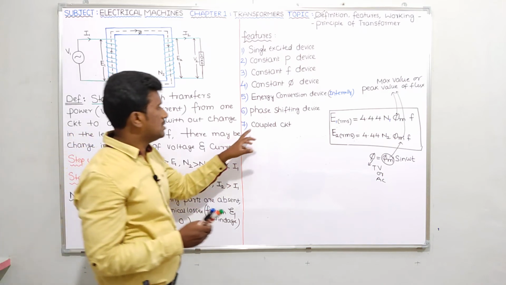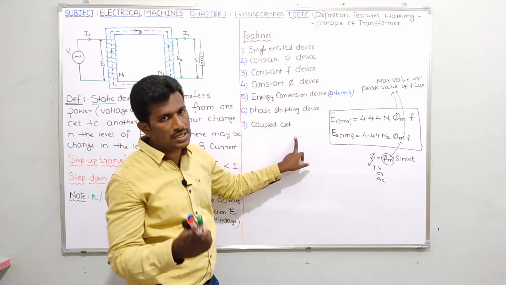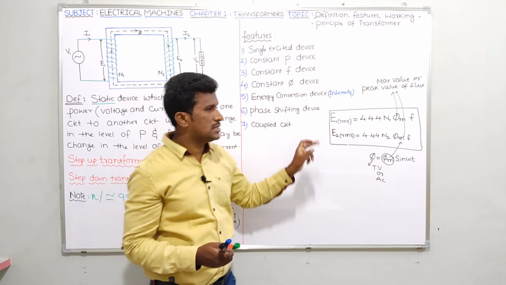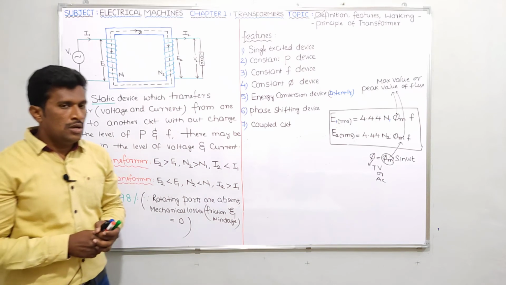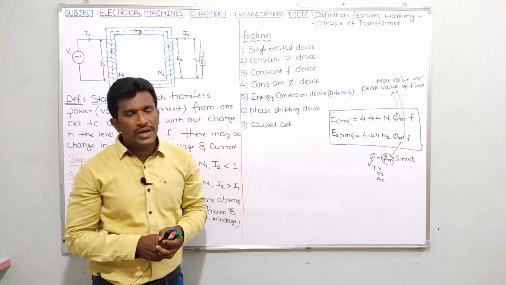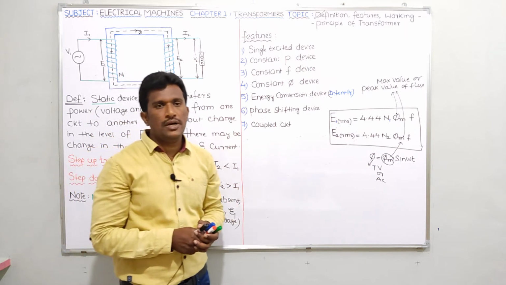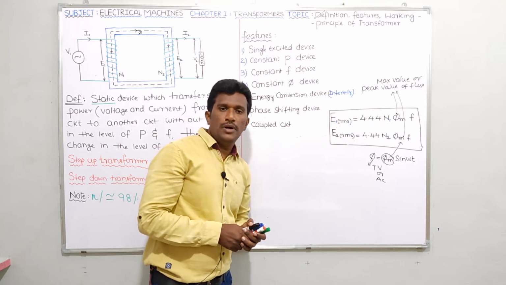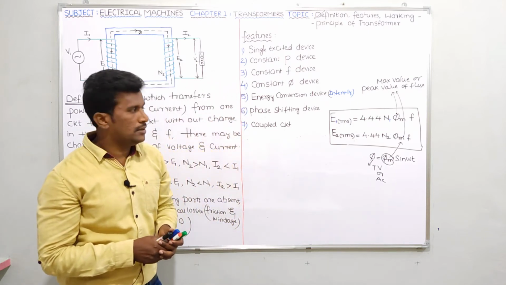Please, after writing the seventh point, coupled circuit, note down the reason in bracket: Since in transformer, windings are electrically isolated but magnetically coupled. Is it clear? But magnetically coupled.